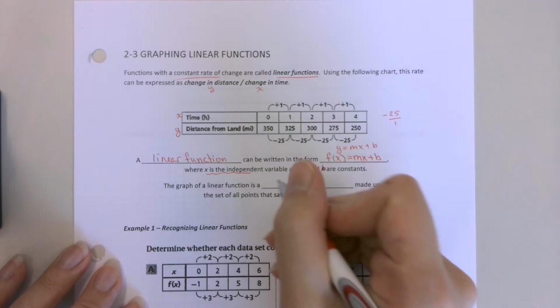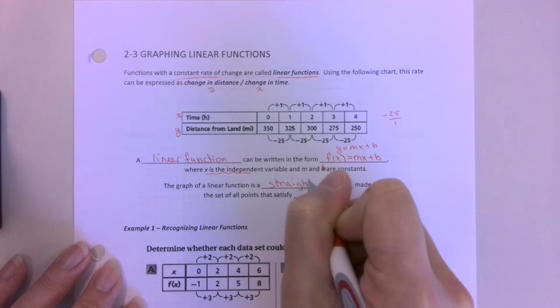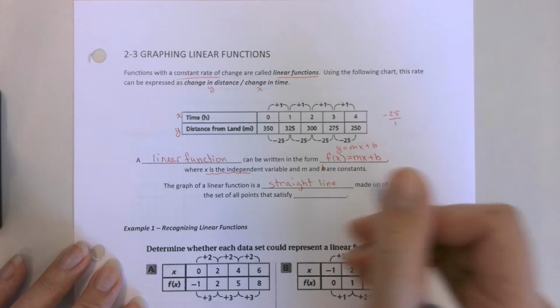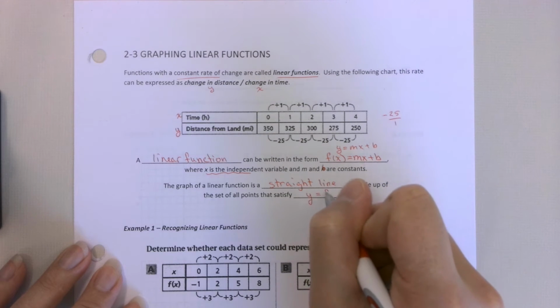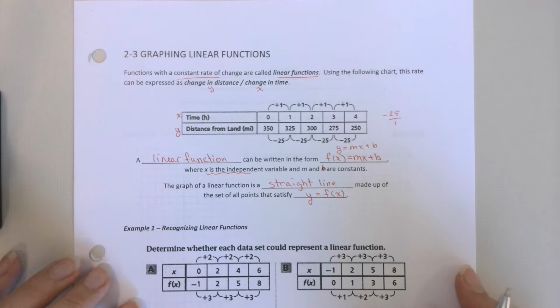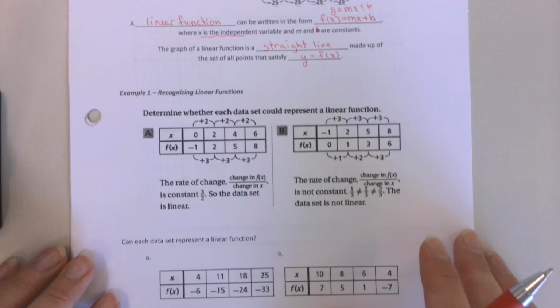All right, the graph of a linear function should be a straight line. And it's made up of all the points that satisfy y equals f of x. Remember, f of x is the same as y. So we plug x in and we'll get the y values out. So the first thing we want to do is recognize a linear function given a table of values.